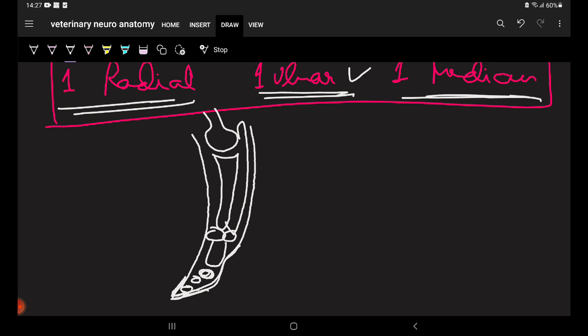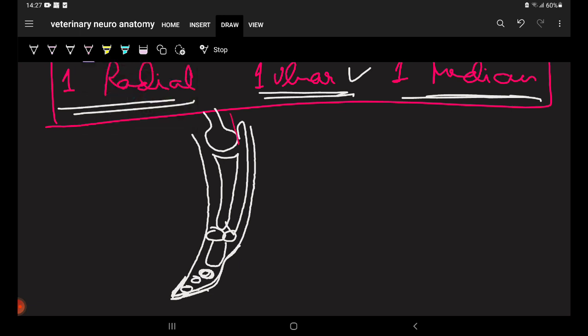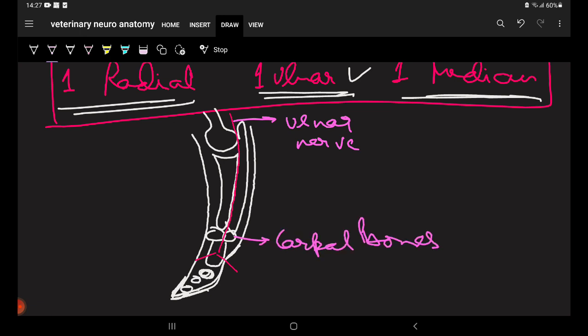The ulnar nerve goes downward and backward between the radius and ulna. Okay. So if I draw it here, the ulnar nerve goes backward and downward between the radius and ulna, passes the carpal region. These are the carpal bones, and it detaches into two branches. This is the ulnar nerve, and these are the carpal bones.